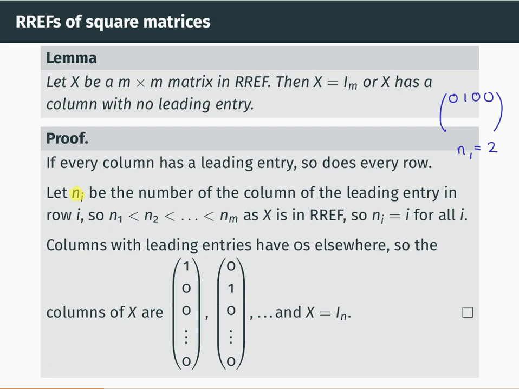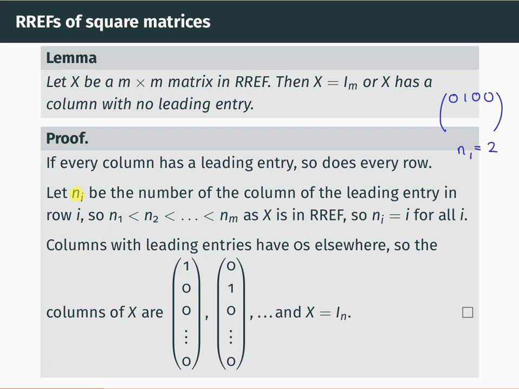But the numbers N1 up to Nm are the numbers 1 up to m in some order. And the only way to arrange the numbers 1 up to m in increasing order is for that order to be 1 is less than 2, is less than 3, is less than 4, up to m. So what must be happening is that N1 must be equal to 1, and N2 must be equal to 2, and N3 must be equal to 3.